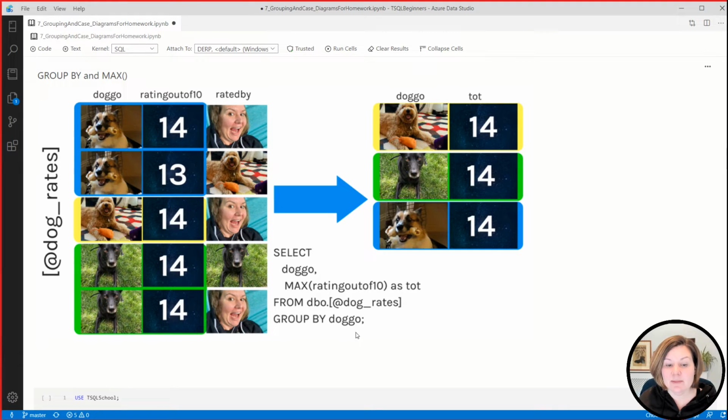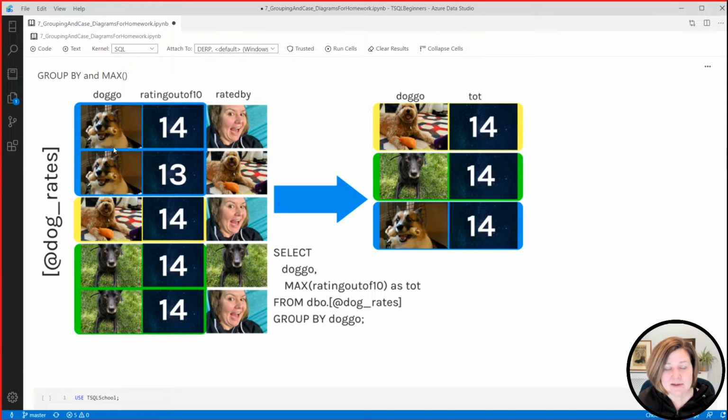We are grouping by doggo. Once again, we're grouping by the dog name. That's what's in doggo. It's a varchar with their name in it. Although you could have an image column. It's not really the best practice to store images in your database, but you can. And then we're getting the max, and I specify a column name with the max rating there.